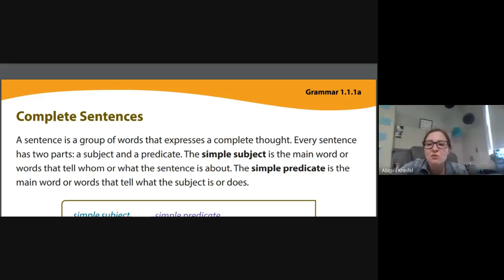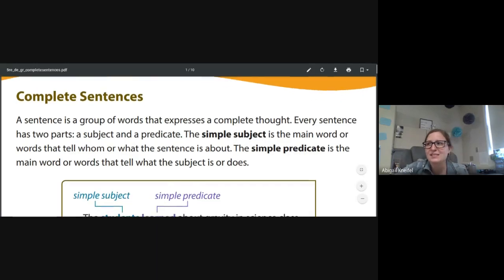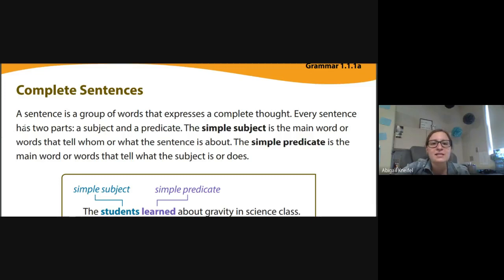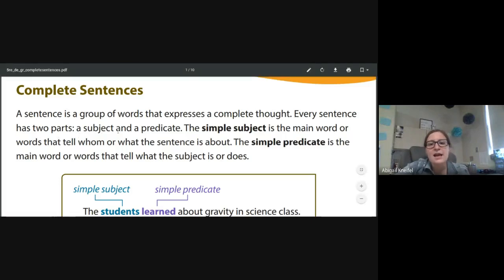Our grammar topic this week is complete sentences. You may think you know everything about complete sentences, but we're just going to learn a little bit more. A complete sentence is a group of words that expresses a complete thought. You start at your thought and you end with your thought. It's not like, oh, what was the rest of that? Every sentence has two parts, a subject and a predicate.